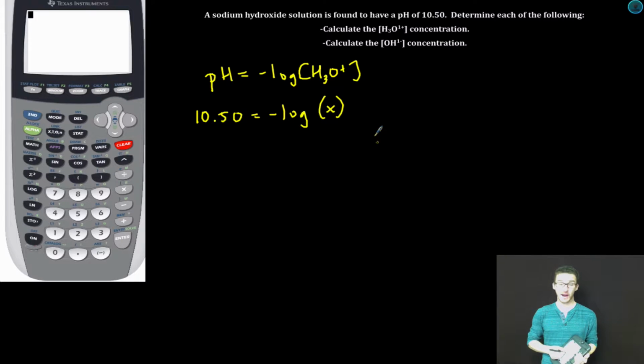I'm trying to solve for x, so the first thing I'm going to do is divide each side by -1. So I get negative 10.50 equals log of x. How do I get rid of that log? We're going to go exponential.